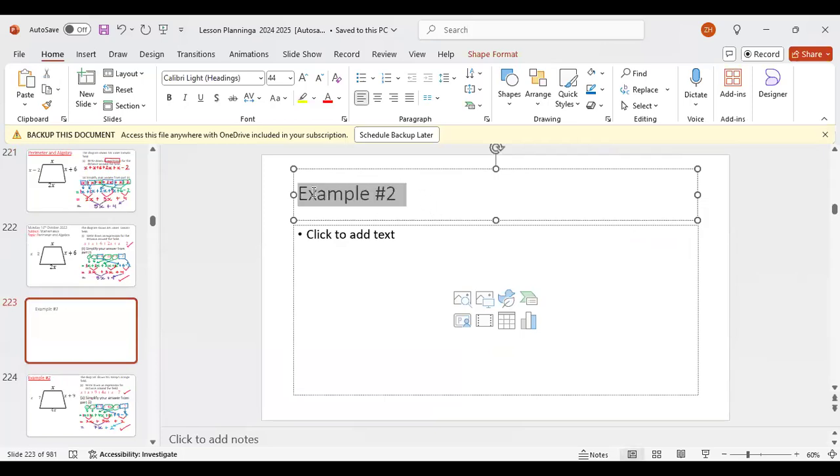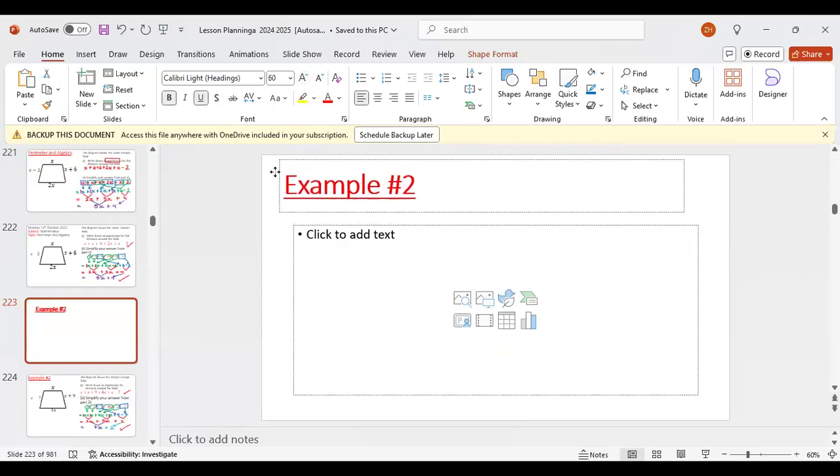So example number one was, we had to look at. Excuse me, Mr. Batik. Uh-huh.